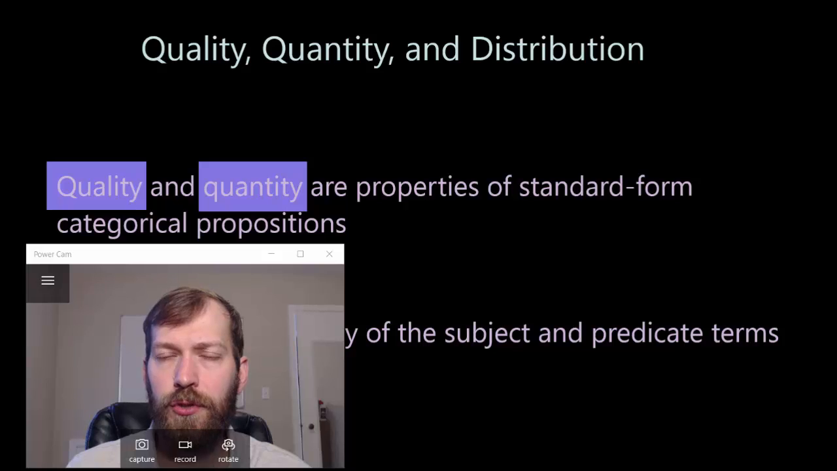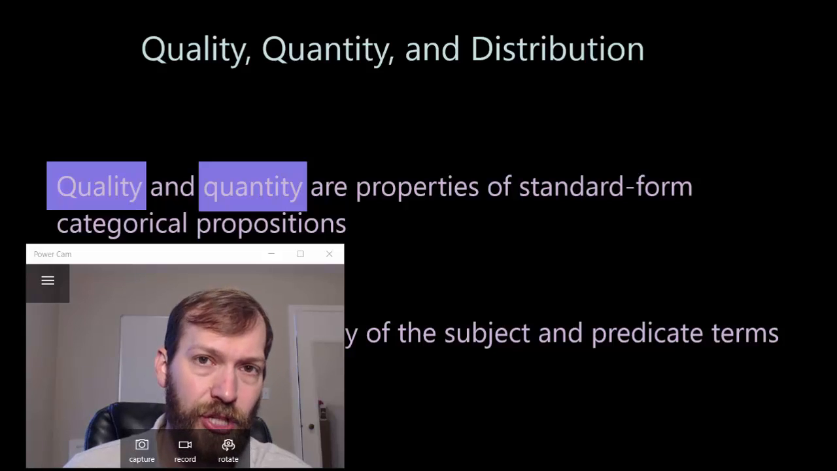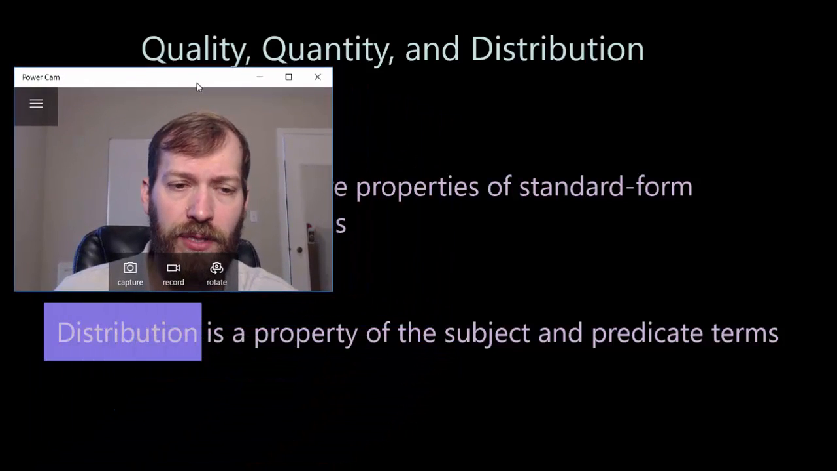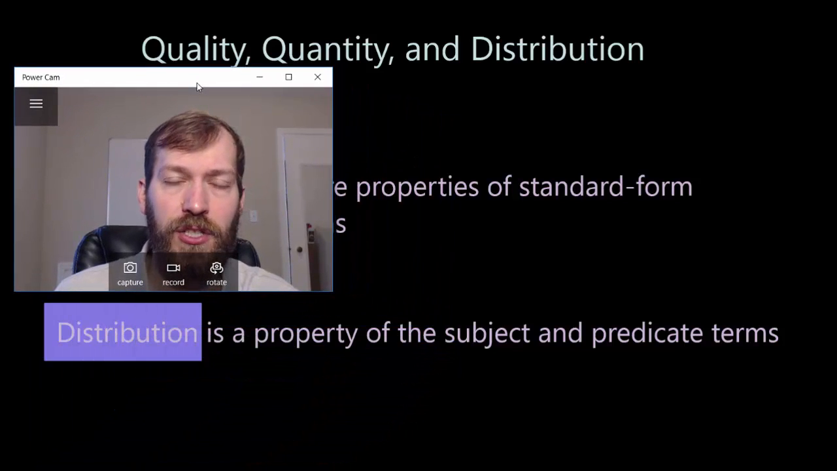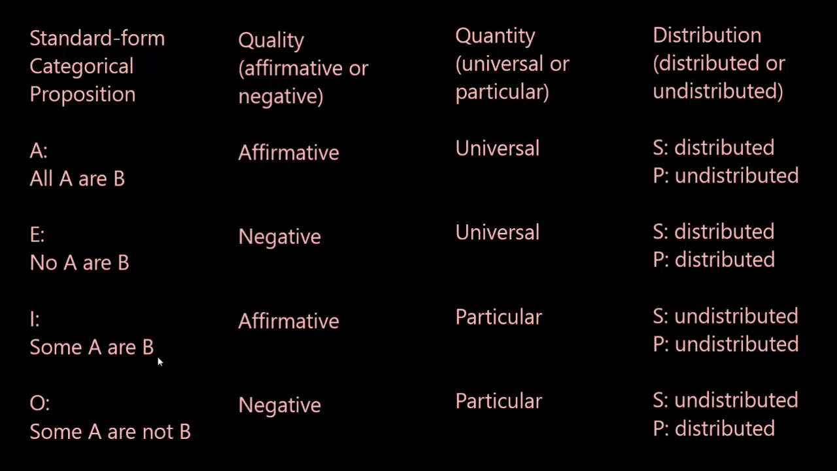Now we're going to turn our attention to properties that categorical propositions have and that their terms have. The properties of quality and quantity are properties that the categorical proposition itself has. And then we're also going to talk about distribution. Distribution is a property of a categorical proposition's subject and predicate terms.